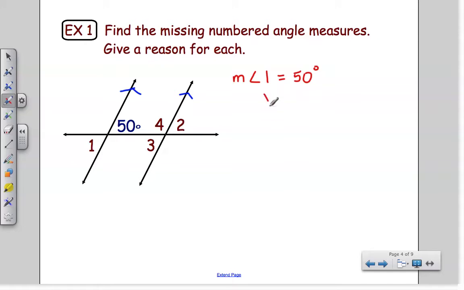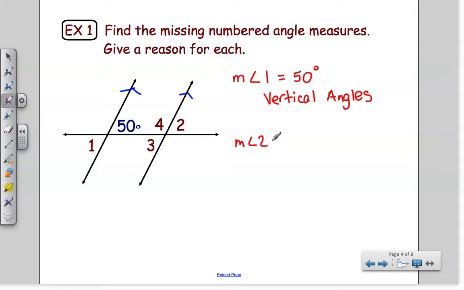And my reason here, how do I know that vertical angles are congruent? Back in the previous chapter, we had the vertical angles congruence theorem. And I'm just going to write vertical angles. That's good enough for me. But it is the vertical angles congruence theorem.